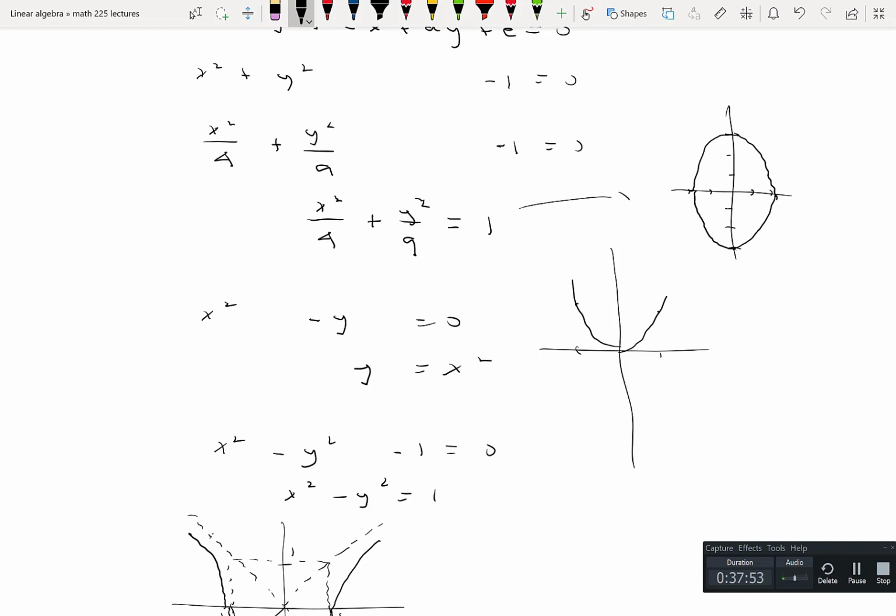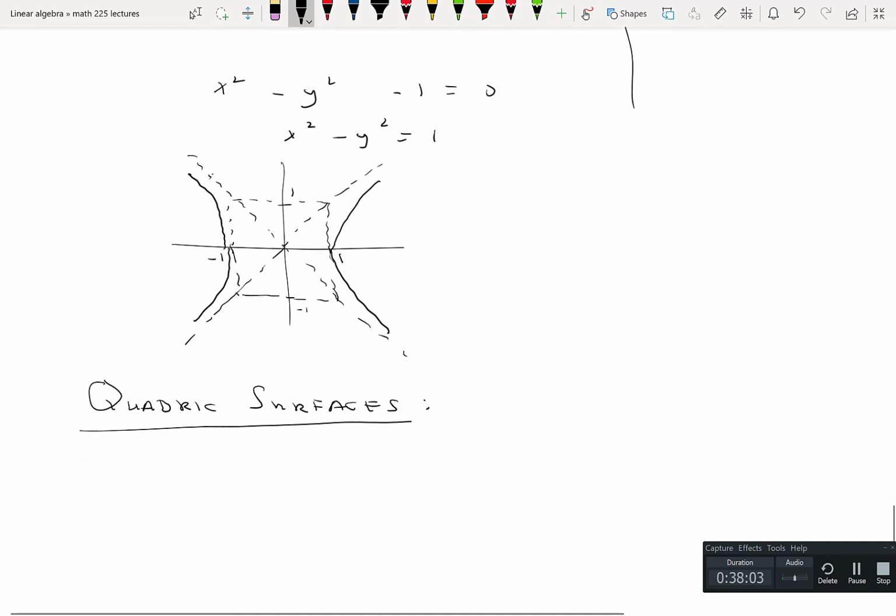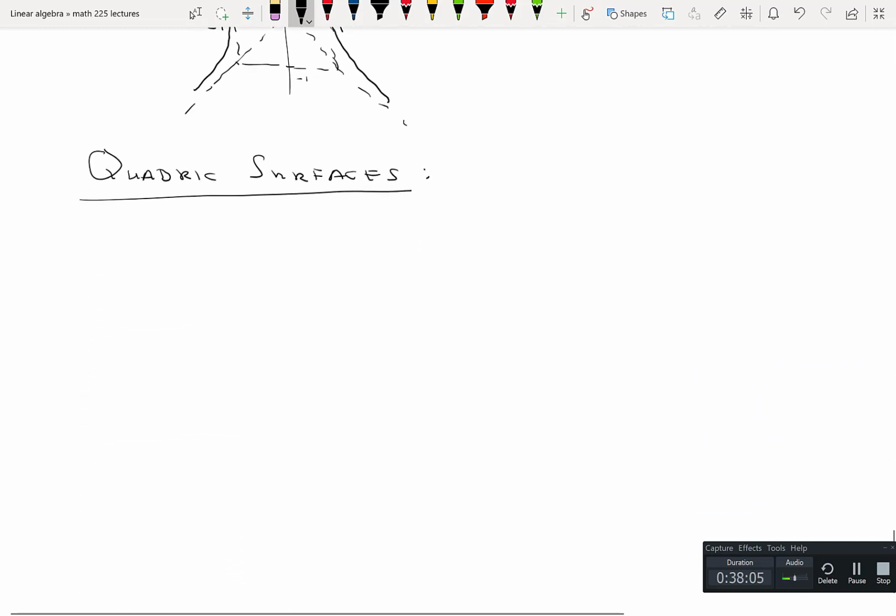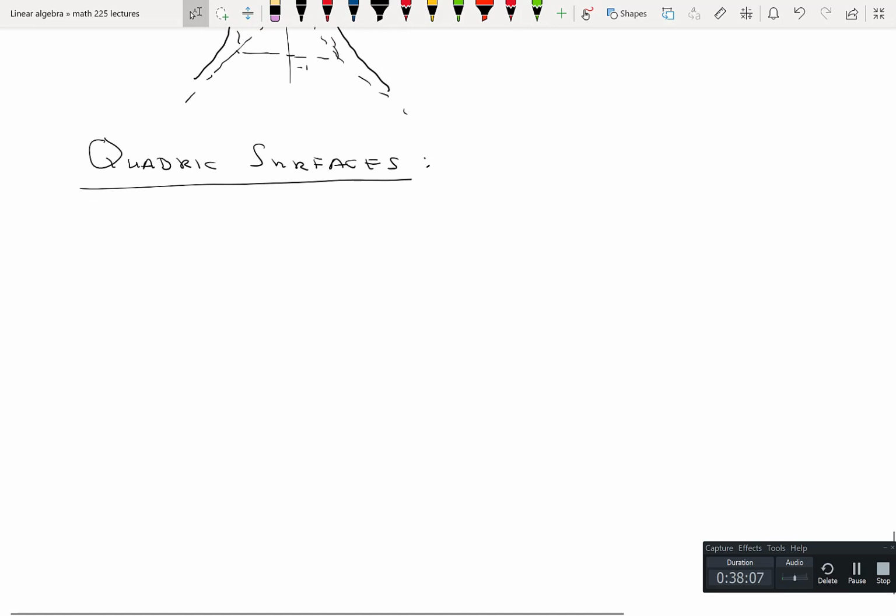You absolutely memorize the forms, and then you draw a few points and connect the dots in the shape that you memorized. That's how we're going to graph quadric surfaces. So what are quadric surfaces? The general equation? It's almost a waste of time to mention it, but not quite. I want to mention it.